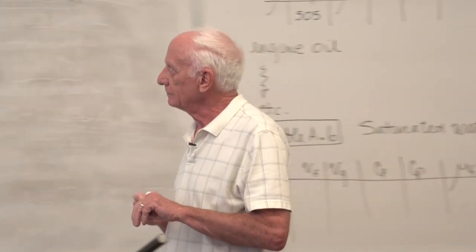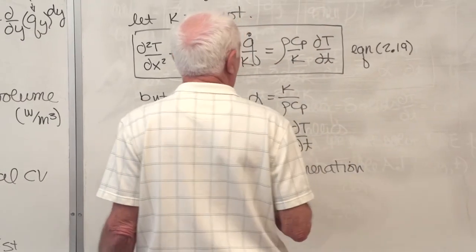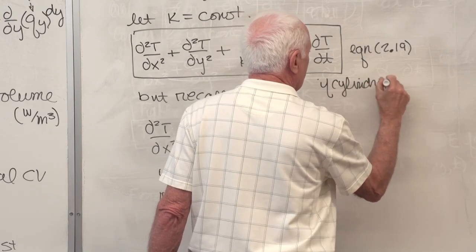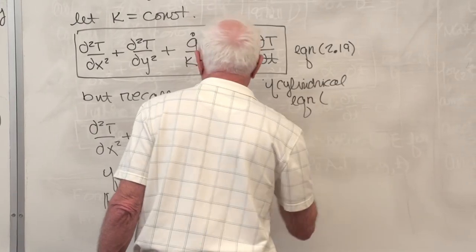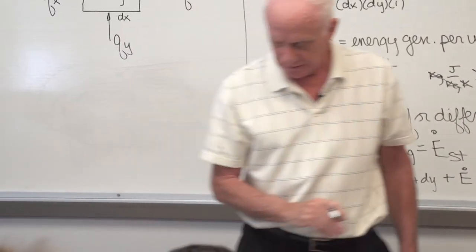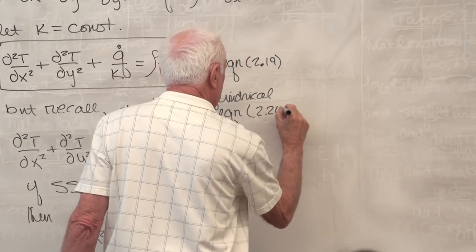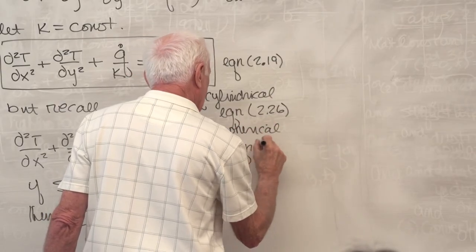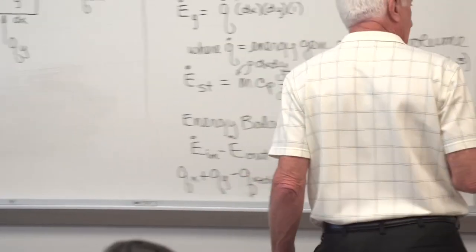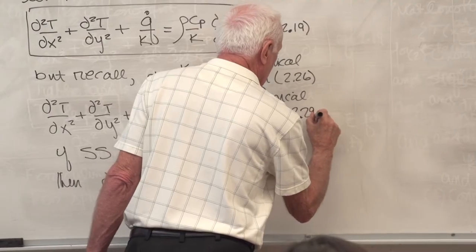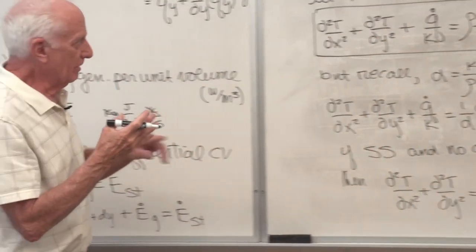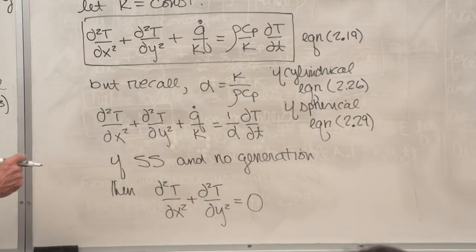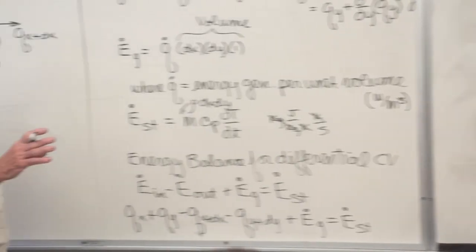Oh, by the way, let me put a note here. If cylindrical, in the textbook, that equation is 2.26. If it's spherical, the spherical heat diffusion equation is equation 2.29. So you have three forms of the heat diffusion equation. One rectangular, this guy. One spherical, one cylindrical. Okay, we're going to focus on the rectangular two-dimensional form right now, though, the boxed equation.